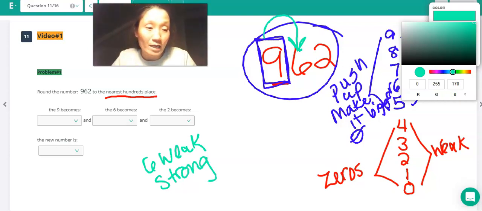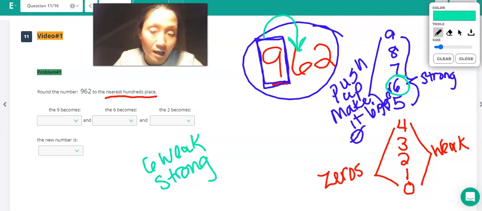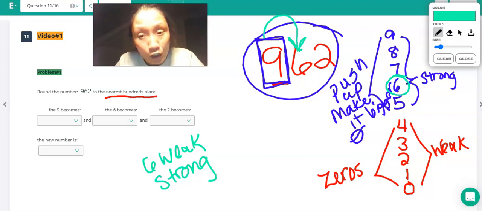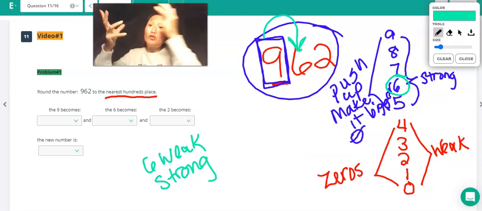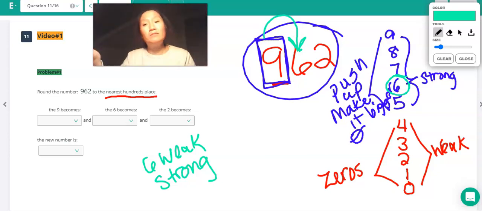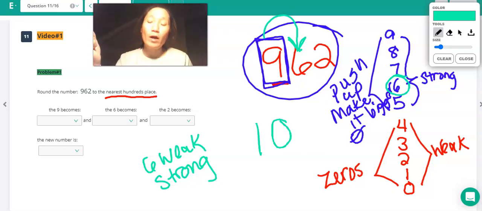Well, we come over here and we notice, yeah, 6 is on the strong side. It's strong. So it's going to make 9 bigger. Well, just so that you know, 9 is just a digit, so it can't become bigger. You can add one more to it. When you add one more to it, it becomes 10. And then this number, 9, will become 0 and 1 group.